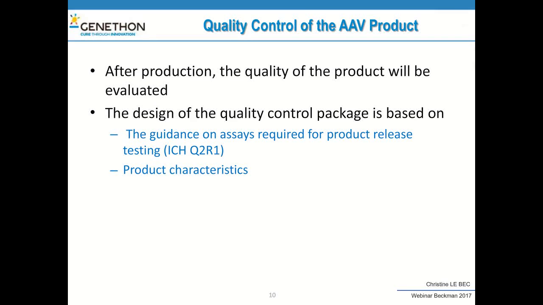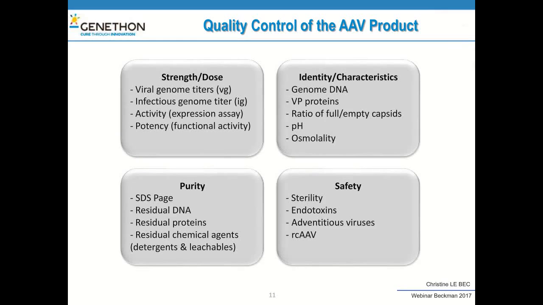After the production, the quality of the product will be evaluated, and the design of the quality control package is based on the guidance on assays required for product release testing and for the characterization of the product. The quality of the AAV product can be divided in three different groups. The first one is the strength and the dose: the viral genome titer, the VG titer, the infectious titer, the activity and the potency of your vectors.